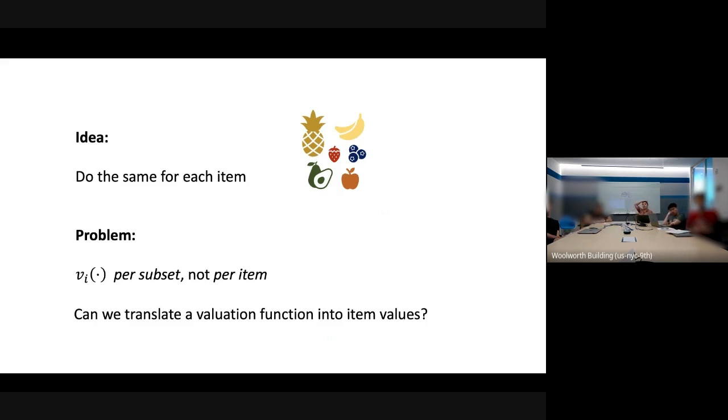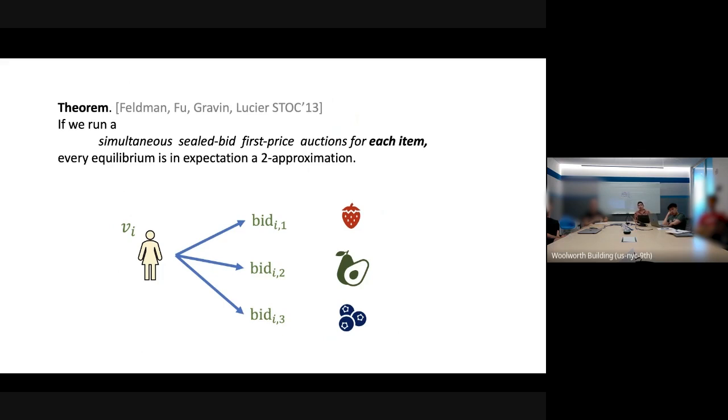So the question is, can we translate subadditive valuation functions into item values? And the answer is no and yes. No, because additive valuations cannot approximate subadditive valuations well. Not even fractionally subadditive valuations can approximate subadditive valuations well. But yes, because of the following. Remember, I told you there was this 2 approximation using first price auctions. So let's look more carefully into this result. It says, if we run simultaneously for each item a sealed bid first price auction, then we get in equilibrium in expectation a 2 approximation.